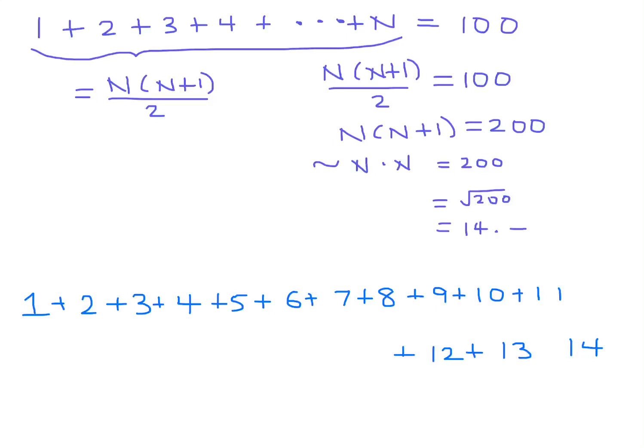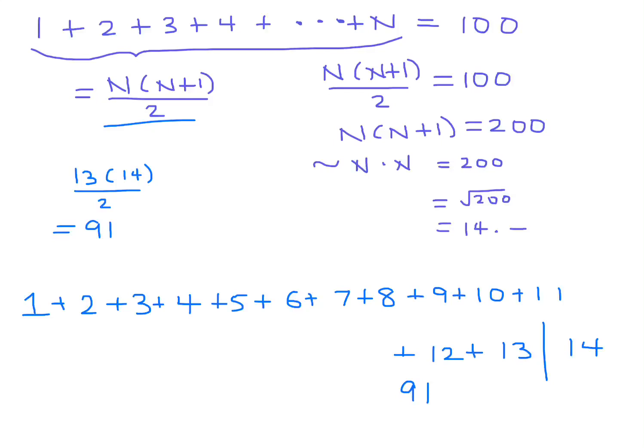And if you do add these up, you'll notice that 1 plus 2 plus 3 all the way up to 13 gives you 91. And you can, of course, verify that with this formula. 13 times 14 divided by 2 is 13 times 7, which is indeed 91. So what does that mean?